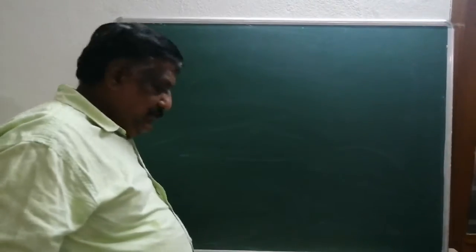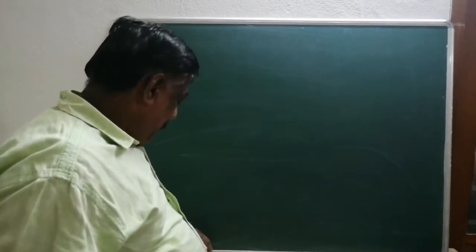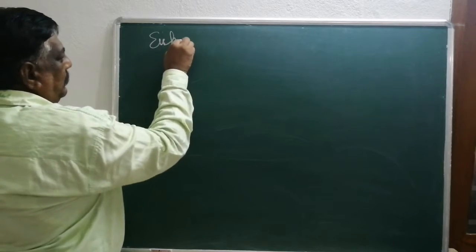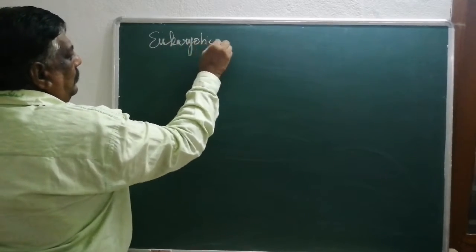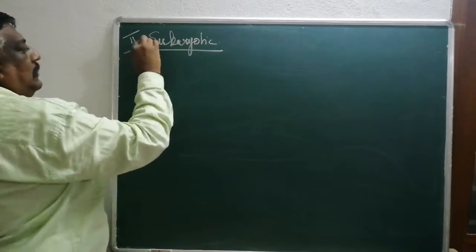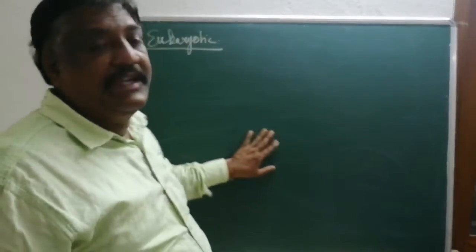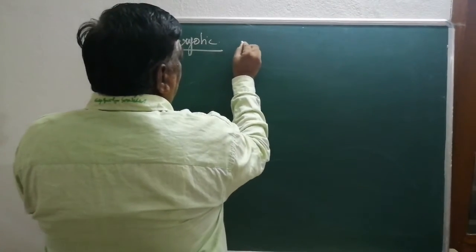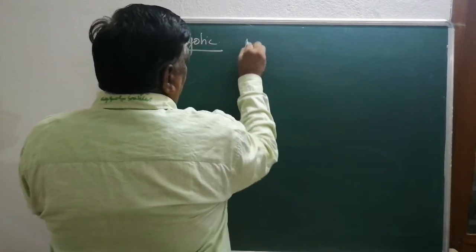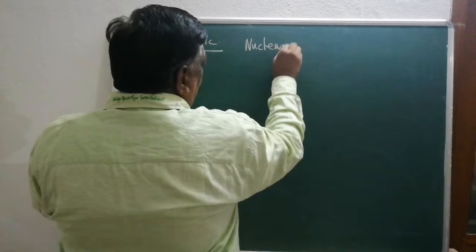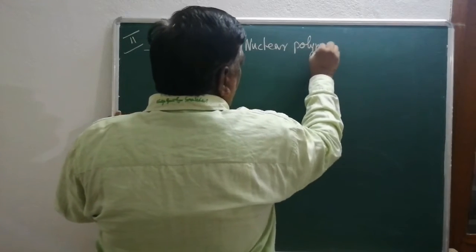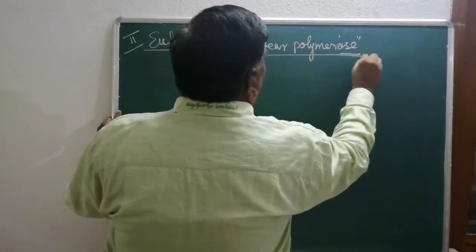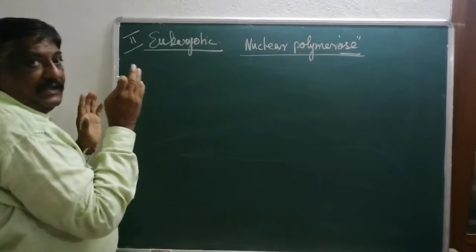Hello. Now we are going to see the eukaryotic cells, right? In eukaryotic cells, how does the process of transcription take place? In eukaryotic cells, the nuclear polymerase is of three types.